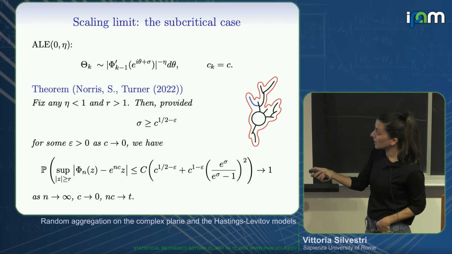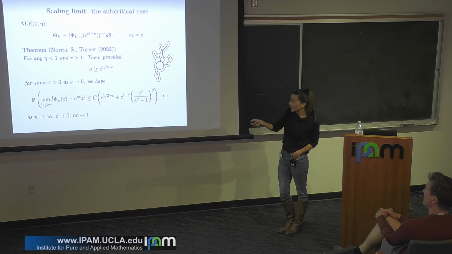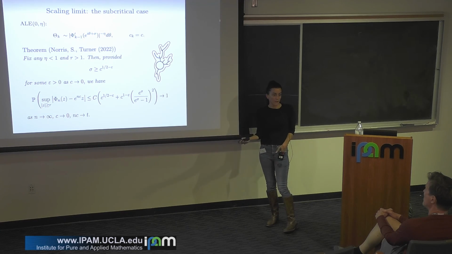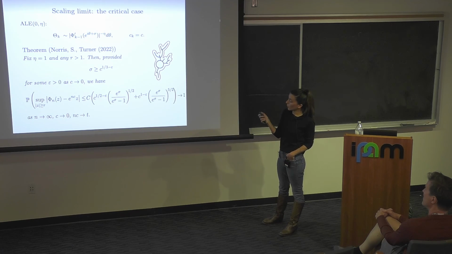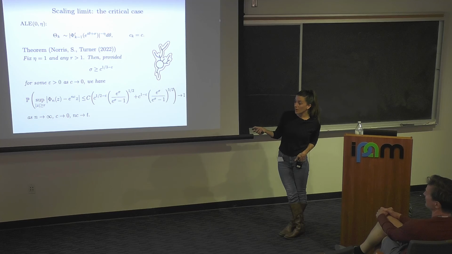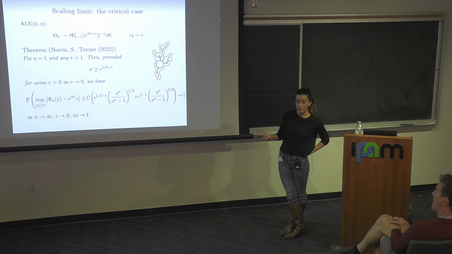This is optimal because if sigma goes to 0 faster, then you expect a completely different behavior, because now you start seeing the single particle's arrival and not an averaged effect from many particle arrivals. And we can also do the eta equals 1 case, which is the critical point. We just need to regularize a bit more. So sigma can go to 0, but it shouldn't do that faster than c to the 1/3. And then we have the same theorem, disk shapes.